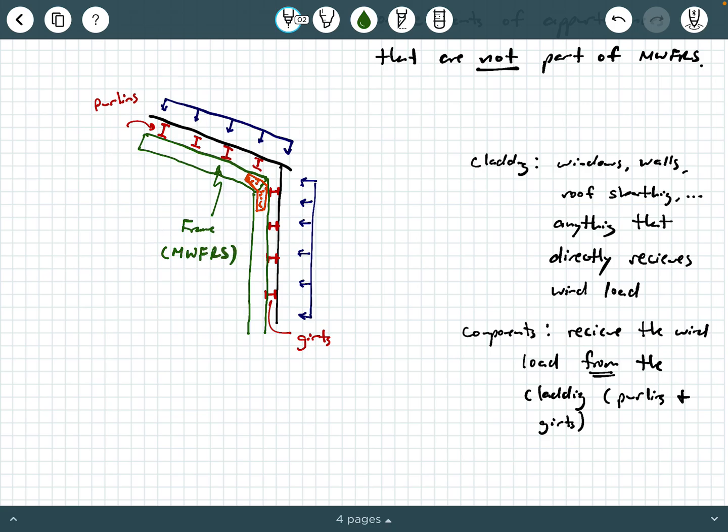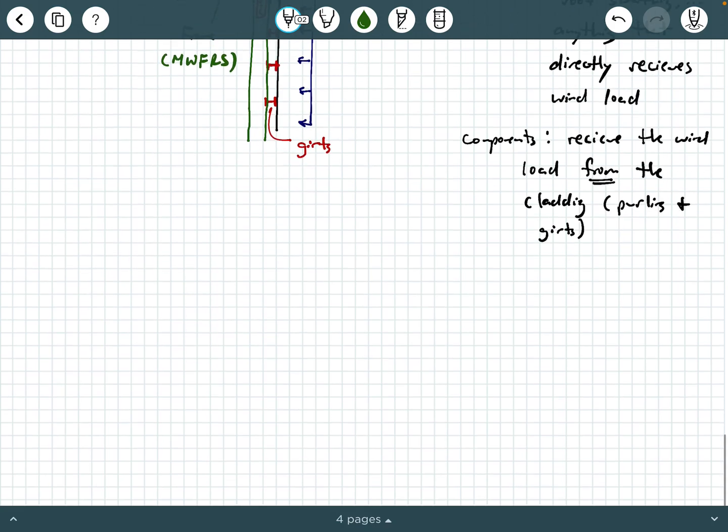So one more time, the wind is acting on cladding, which is the exterior surfaces of your building, and that load is transferred to components, which are connected to the exterior surfaces, but they're just on the interior. So examples of that are like girts and purlins, okay? Then that load is transferred to your main wind force resisting system, which could be a truss system, could be a more complicated beam system, column system, or in my diagram here, it's a frame, okay? So that's most of the vocabulary.